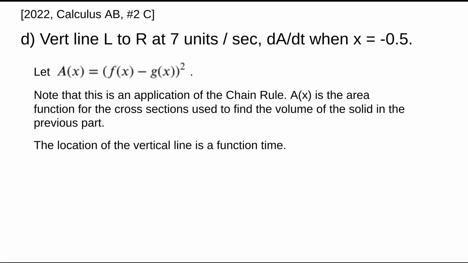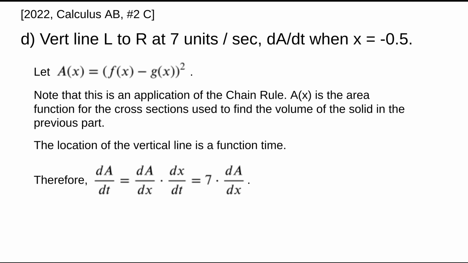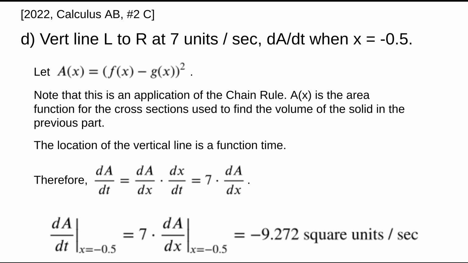All right? We know that the location of this vertical line is a function of time. All right? And our big area function, capital A of x, is a function of x. And I want dA dt, which is just dA dx times dx dt. Well, we know that dx dt is 7. That's given to us in the question stem for this question. And then we just have to figure out dA dx at x equals -1/2.